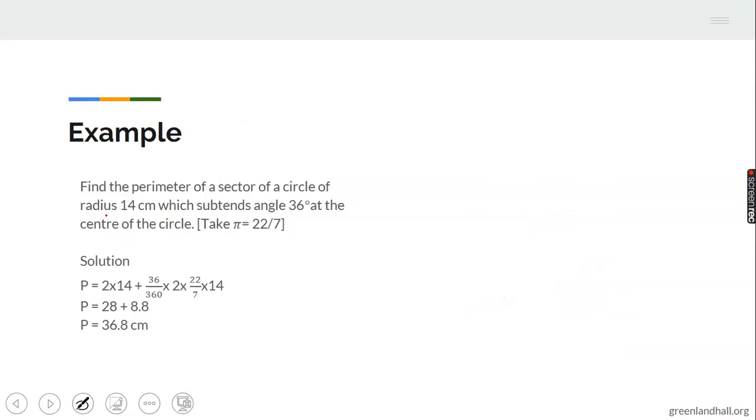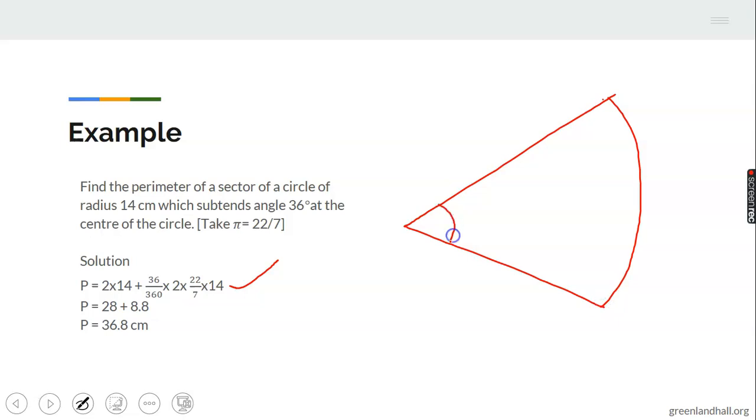So we want to find the perimeter of a sector of a circle of radius 14, which subtends an angle of 36 at the center of the circle. Take pi to be 22 over 7. Using the formula, we simply have this. Let me draw the diagram. The angle here is 36. The radius is 14. Here is 14. Then this is the center. This is A and this is B.